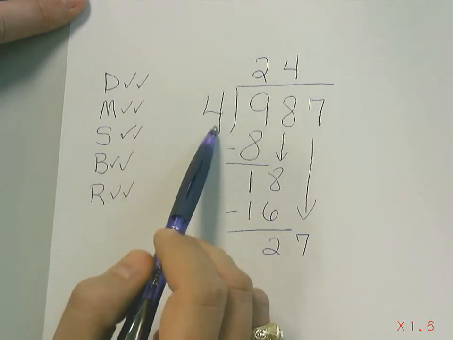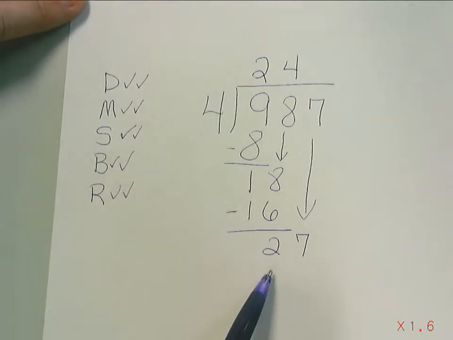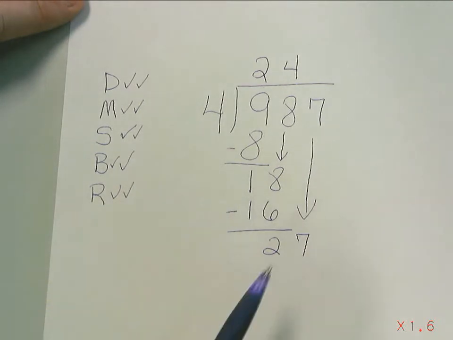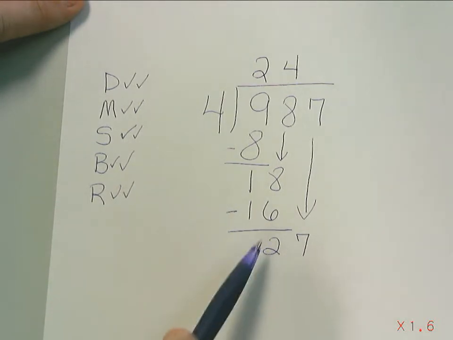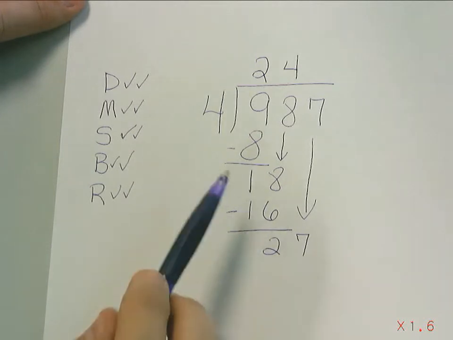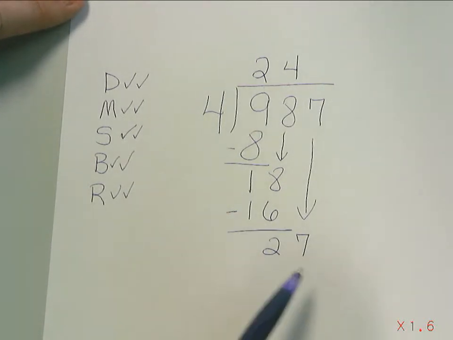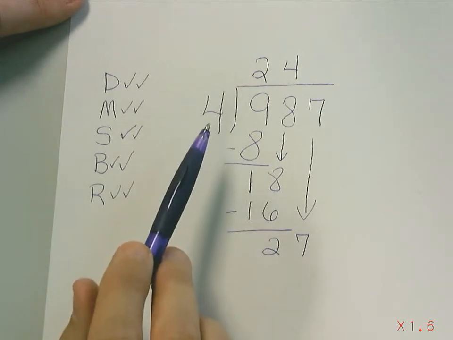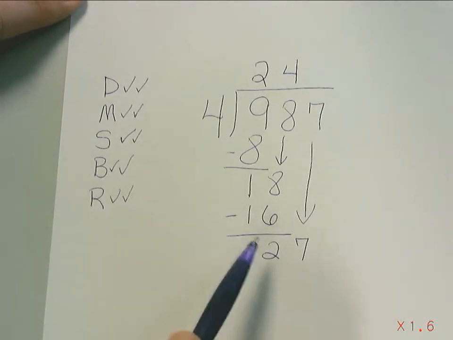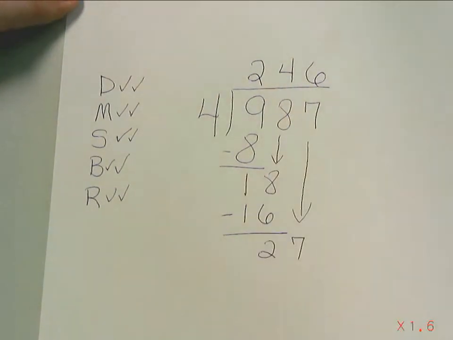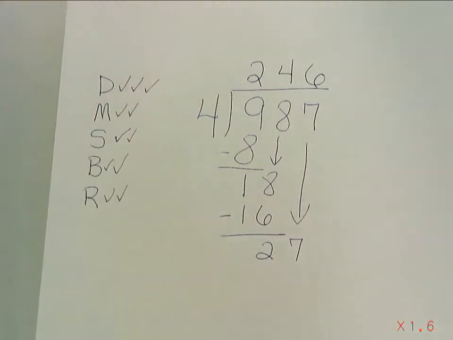So how many times will 4 go into 27? Or 4 times what number equals a number that is close to 27? Well, I know that 4 times 7 is 28. Well, that's too big. So let's try 4 times 6. 4 times 6 is 24, and that's not too big. So I can put a 6 up top, and I just divided.